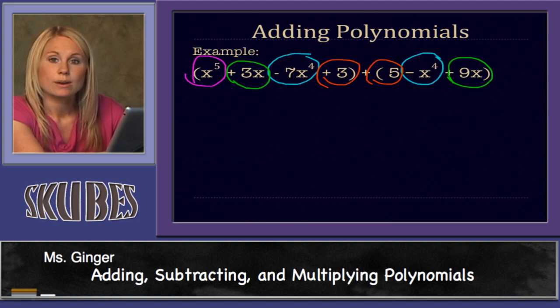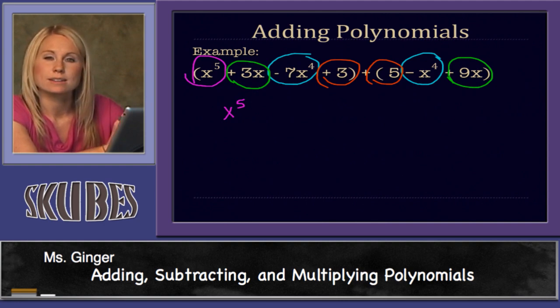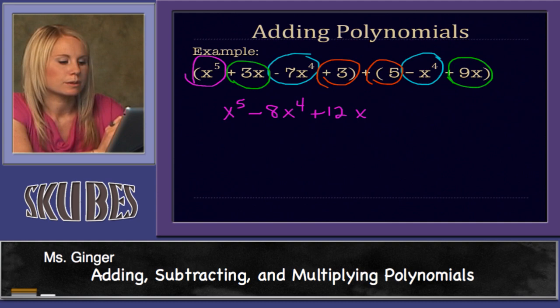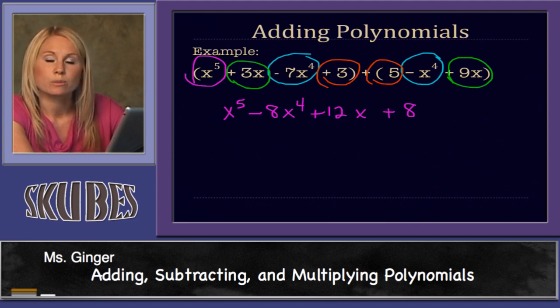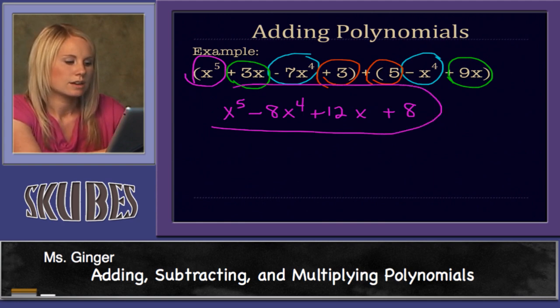Alright, so we are ready to add. We're just going to pull these down, adding the coefficients. So we've got x to the fifth. Next was our powers of 4. Negative 7 minus another 1 gives us negative 8. Okay, moving on to the powers of 1. Positive 3 plus another 9 gives us 12 x terms. Then I have my 3 plus my 5, which gives me 8. So I believe this will be our final answer. And it's always good to start with the highest power and work your way down because that's called standard form. So you can go ahead and get that in standard form as you work.